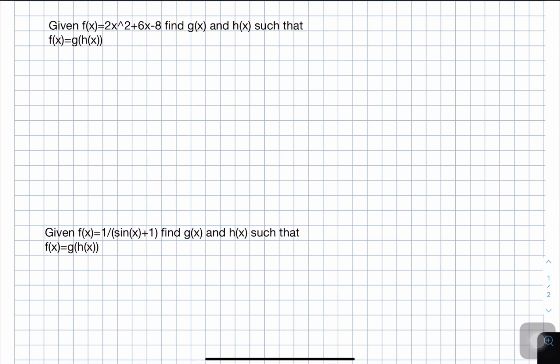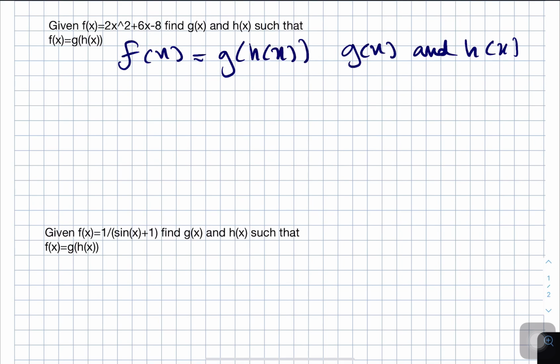What does this mean? This means basically we've been given a function f of x and we need to find two functions g of x and h of x that will give us f of x. So how do we do that? First we need to know what f of x is. We know that f of x is equal to 2x squared plus 6x minus 8. How do we break f of x down into such components that we can make two functions out of it?